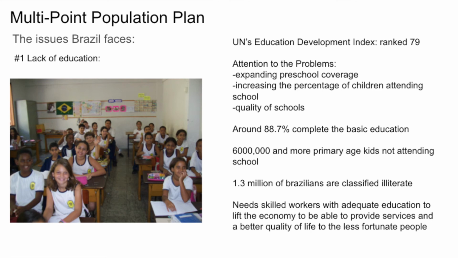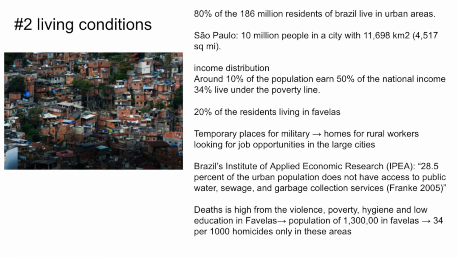One of the main problems Brazil faces is the income distribution. Around 10% of the population earn 50% of the national income, while 34% live under the poverty line, while 20% of the residents live in favelas.